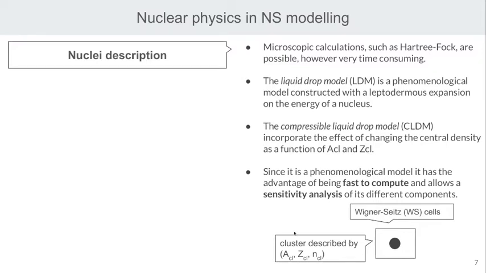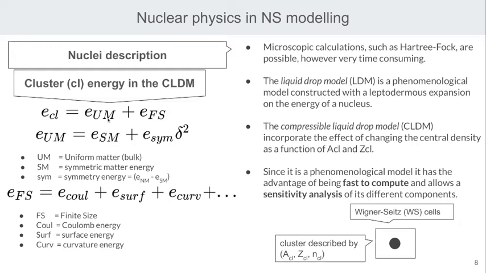And I can write the energy. There is a component that comes from a uniform matter, that is symmetric matter energy plus the symmetry energy. And we have some finite size effects, some finite size terms that by order we have Coulomb energy, surface, curvature, and we could have more. But as we go to more and more terms, they have less and less effect on the description of the nucleus. Therefore, we keep in this study up to the curvature energy for the description of the nuclei.